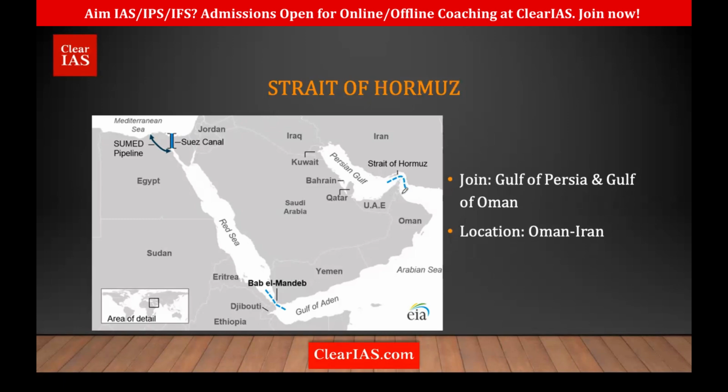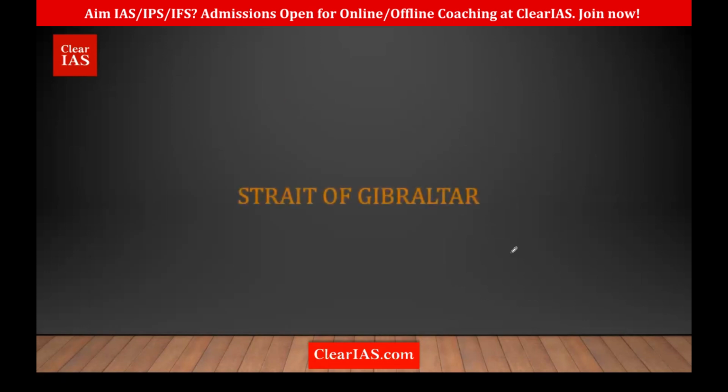UAE does not touch that. The small pointed part is Oman. So it's between Persia or Iran and Oman. On one side we have the Persian Gulf, and on another side we have the Gulf of Oman, and the Strait of Hormuz connects these two water bodies. Clear?